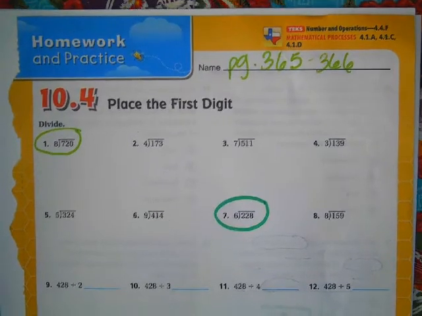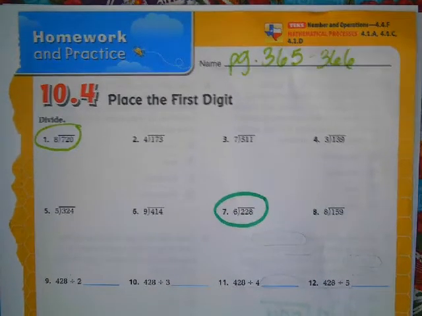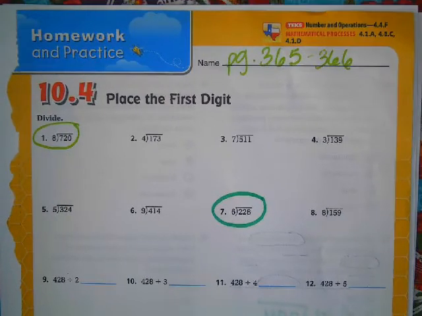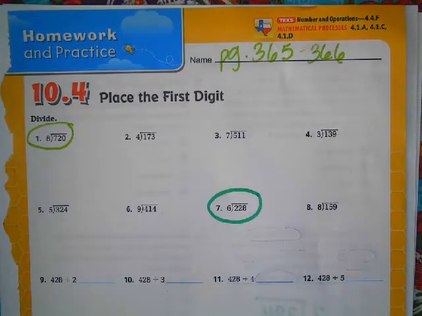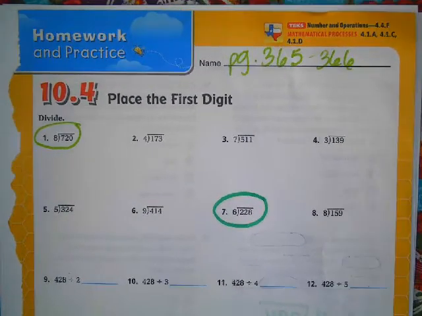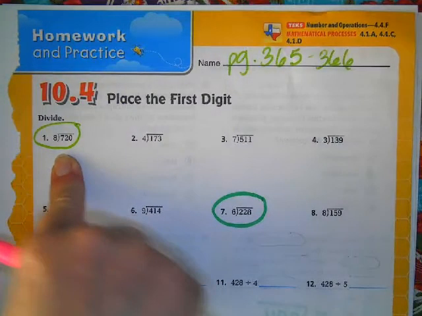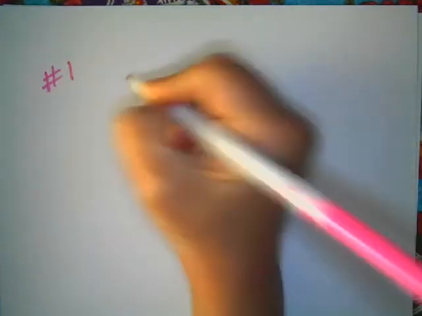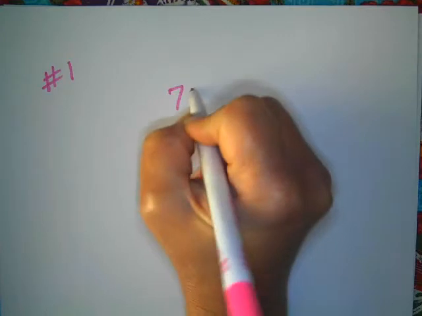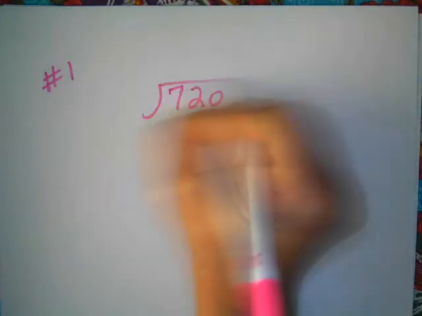This week for math, you will be practicing and reviewing division using Go Math Lesson 10.4, Volume 1 Workbook, pages 365 to 366. We're going to practice using number 1, 720 divided by 8.